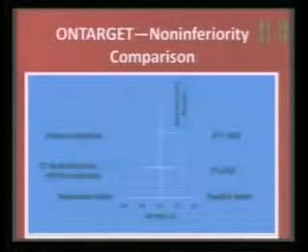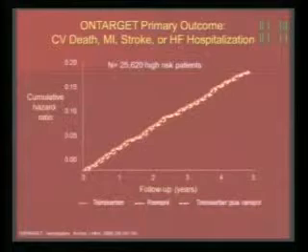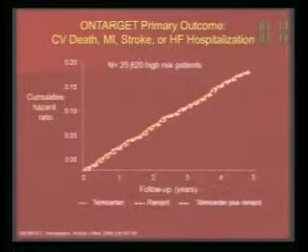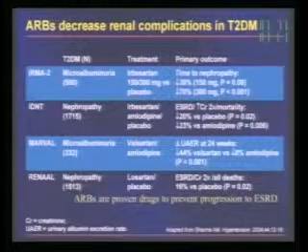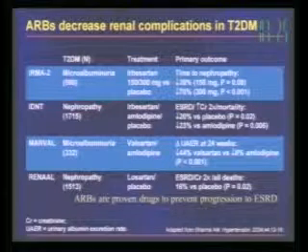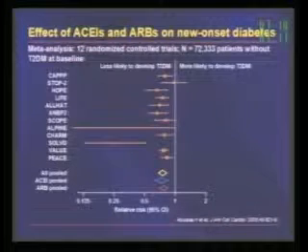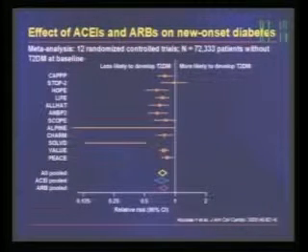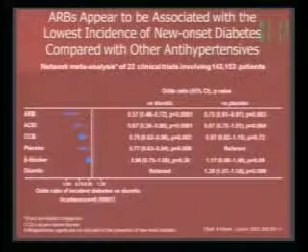In high risk population, all of us know that the ONTARGET trial showed that ARBs are not inferior to ACE inhibitors, and all the curves march one to the other. In renal protection also we know that ARB is proved out and out a very good drug, particularly in type 2 diabetes. New onset diabetes and ARB. What is the status? The status is ARB is very good as an antihypertensive in preventing new onset diabetes.